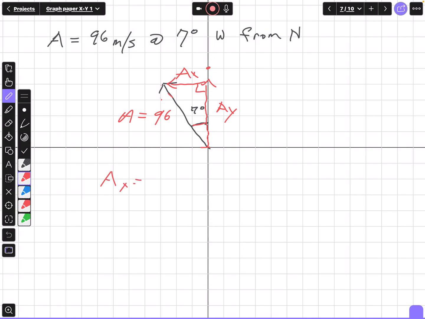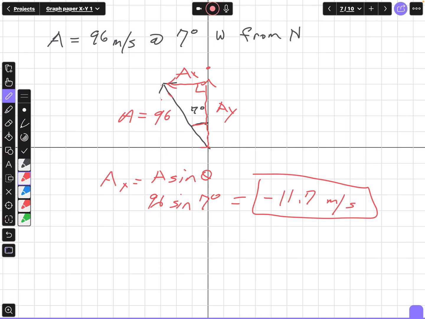I notice that my X component is always equal to A times the cosine, or not, in this case, it's going to be equal to A times the, and AX is opposite, so it's going to be sine of the angle, or if I put in my numbers, it's going to be 96 times the sine of 7 degrees, which would give me negative 11.7 meters per second.